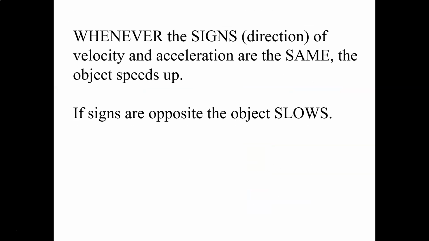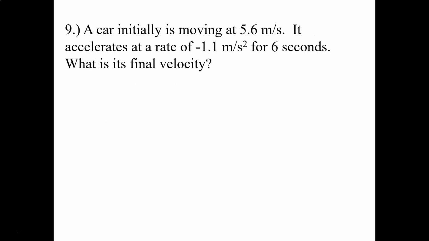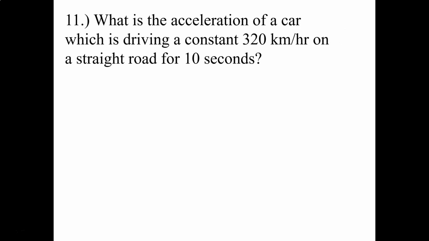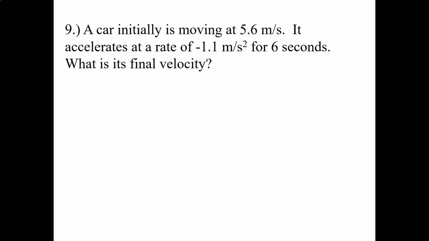Okay, so the takeaway from that is whenever the signs of the velocity and the acceleration are the same, the object speeds up. Okay, like positive, positive, negative, negative. If the signs are opposite, then the object slows down. So that's something I would definitely know. And we're just about done with the notes.